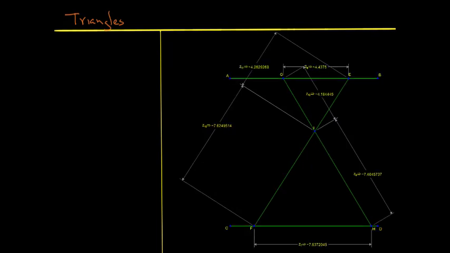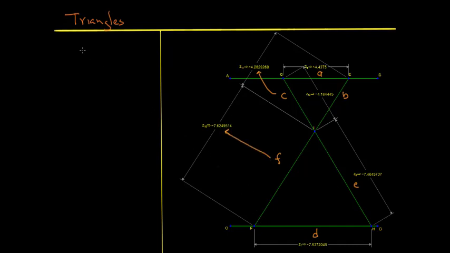All right, let's label these to make this a little bit easier. We'll call this side A. We'll call this side B, and this side C. Of course, there is the dimension for side C. We'll call this side D, E, and F. And again, there's the dimension for side F.